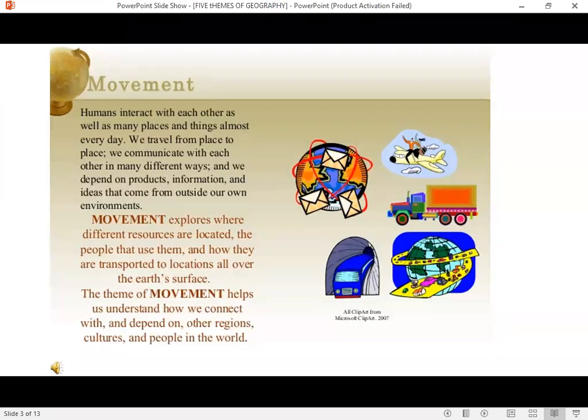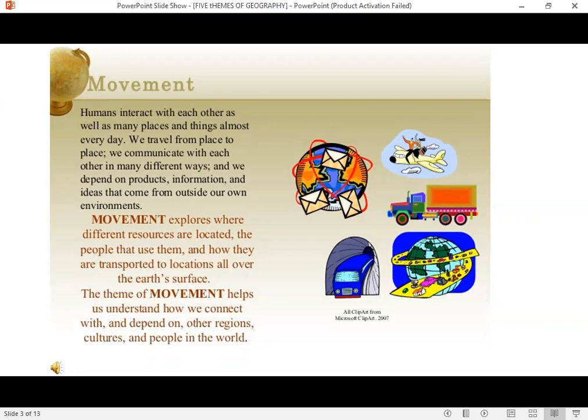Transportation. How people get from one place to another. Transportation. Interaction. We are interested in the movement of what? What are the key terms? Resources. Resources and people. These are the 2 key terms. So movement is how resources and people are located. Where is their location? Where is their place? And how do they move, or how are they transported from one place to another, or what's their movement? Well, how do they move from all over Earth's surface?